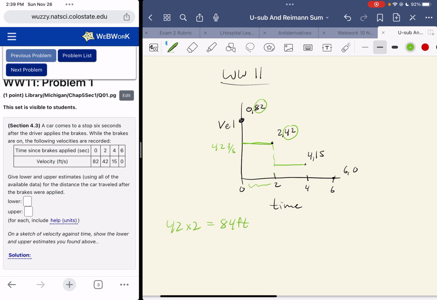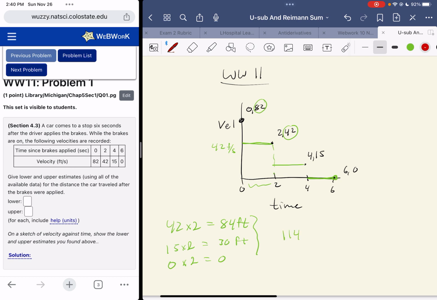So on the next interval, we're going to take the lower of the two measurements, which is 15. So you travel 15 feet per second for 2 seconds, and that's 30 feet. And on the last interval, you've come to a complete stop, that's 0. So you'd be traveling 0 feet per second for 2 seconds, that's 0. So a very terse lower bound or coarse lower bound is 114.